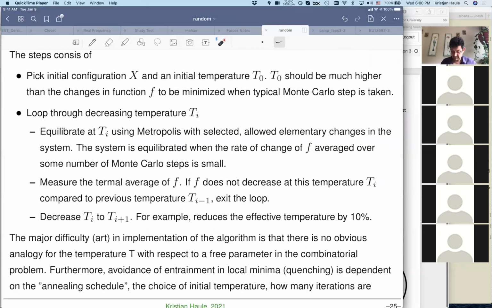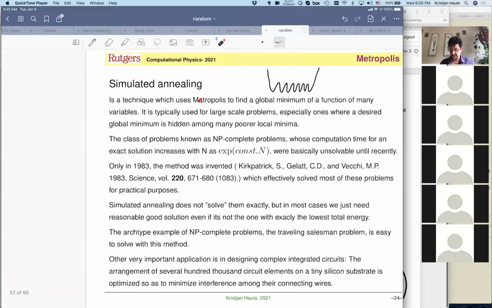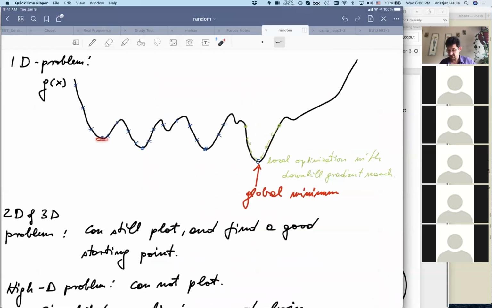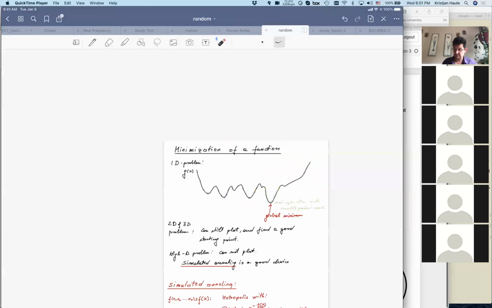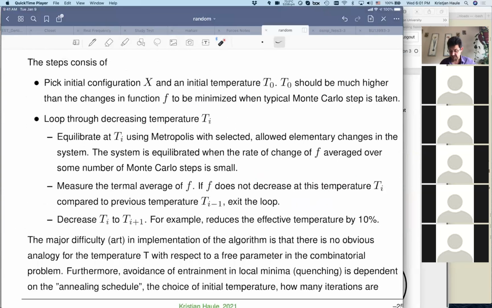we have to measure the thermal average of this function f. If f does not decrease at this temperature compared to the previous temperature, we are done. Let's say that when the temperature is here, we still might be jumping a little bit from here to here, and the function is still going to change. But once the temperature is low enough that we are basically stuck in one of the minima, and the average of the function doesn't change anymore, then we are done. We don't need to continue anymore. Once f does not decrease anymore, we are done. We can exit the loop.